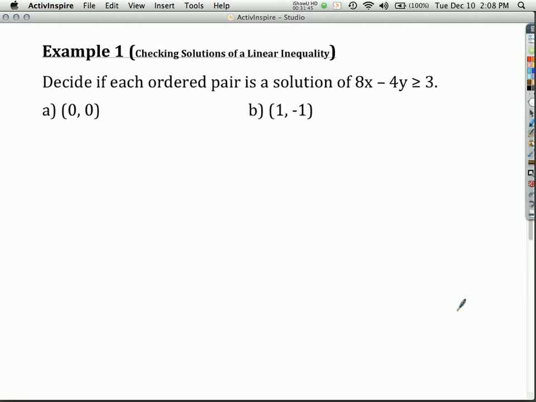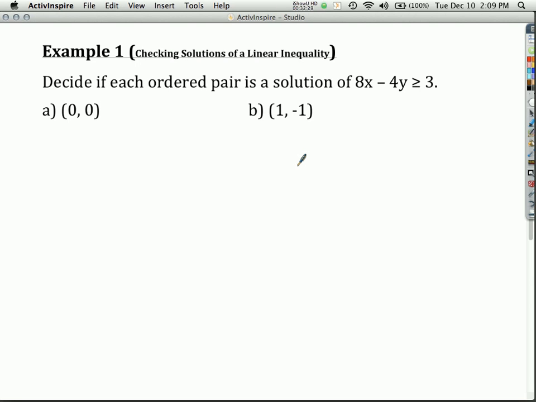So decide if each ordered pair is a solution of this inequality. You already know how to do this, so how do we decide if that's a solution? Give me a thumbs up if you think you know how to figure out if it's a solution. Okay, so some of us think we know. Good. Alexandra, what do you think we do? Plug them in where? Very good. So we take these coordinates and plug them into the right letter, and then we just simplify.